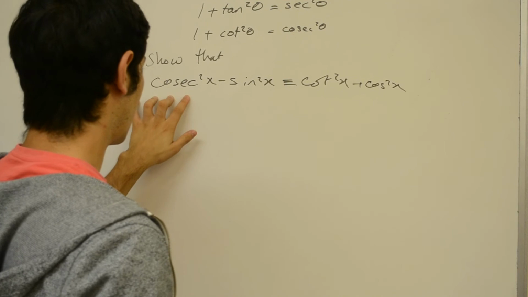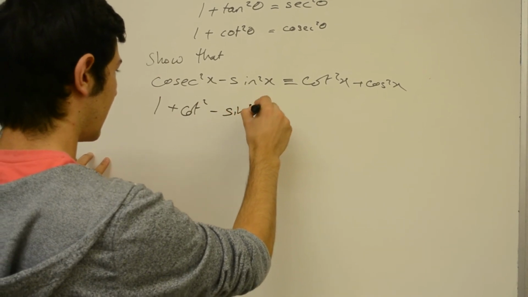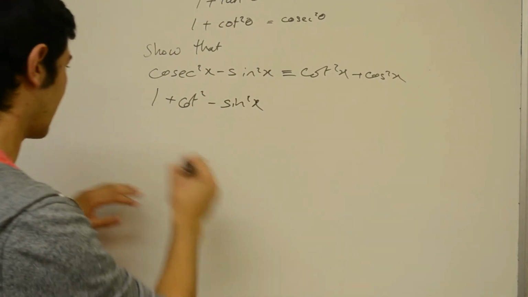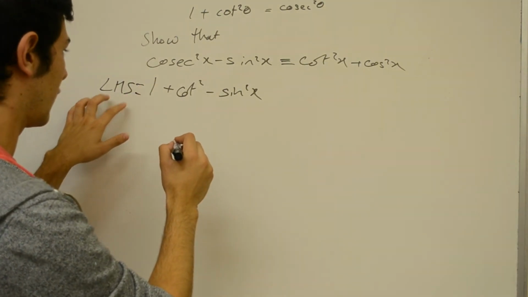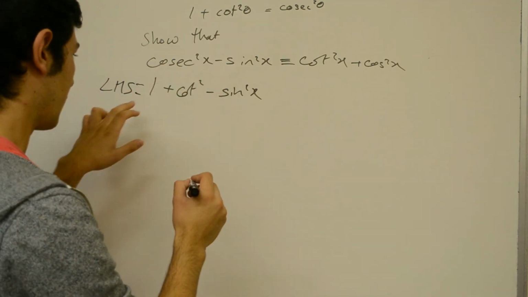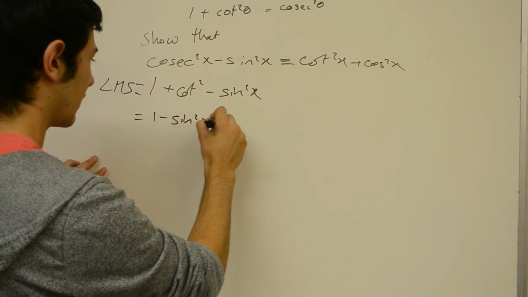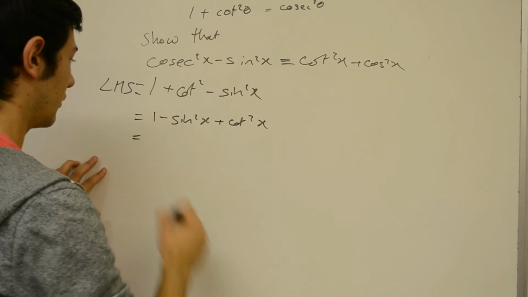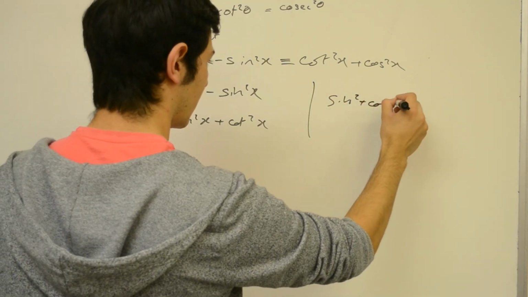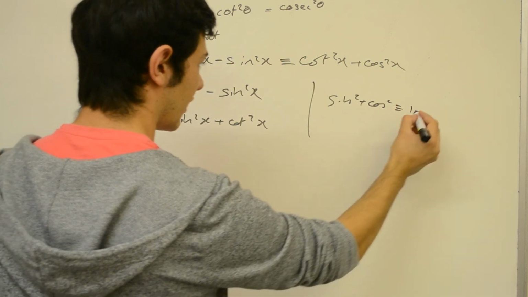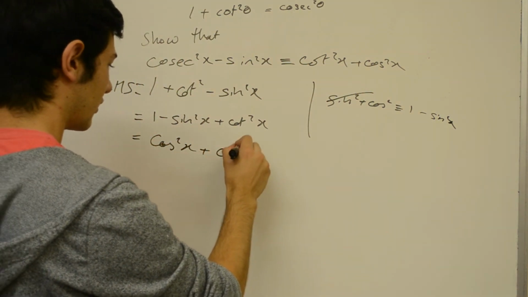First thing we do is rewrite cosec squared, so you get 1 plus cot squared x minus sine squared x. The way I write it out is you say left hand side. I always start with the left hand side, I don't know why. So the left hand side is equal to cosec squared x minus sine squared x, which is equal to 1 plus cot squared x minus sine squared x, which is equal to 1 minus sine squared x plus cot squared x. And 1 minus sine squared comes from sine squared plus cosine squared being identical to 1. You subtract sine squared from both sides, and you just get cosine squared. So that's going to be cosine squared x plus cot squared x.